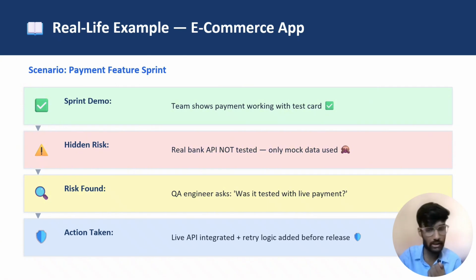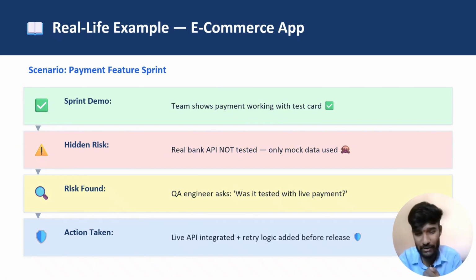International users can't log in. App rating drops from 4.2 to 2.8 stars in only one day. The entire weekend is spent fixing, redeploying, and apologizing, all because no one asked Arjun, didn't you test international numbers too? One question, one honest answer. That's all it takes to catch a hidden risk.